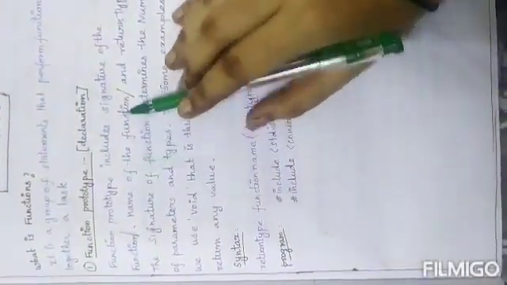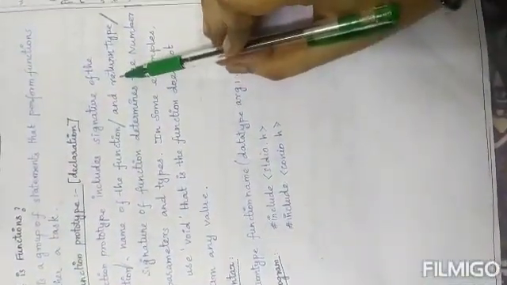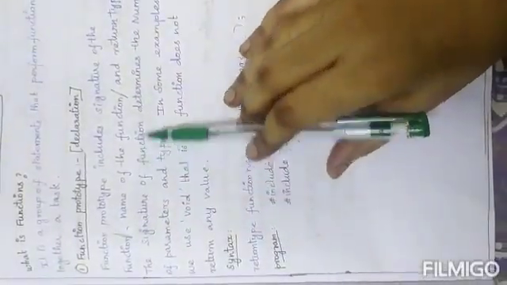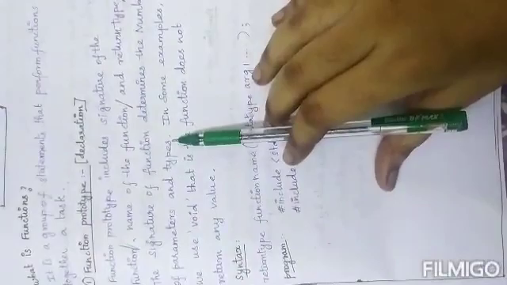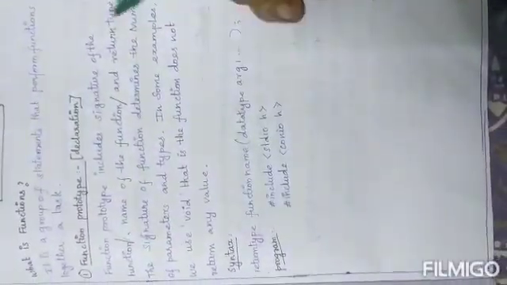Second, name of the function. What is the name for that function? Third, it will contain return type. So this signature of the function determines the number of parameters and types.